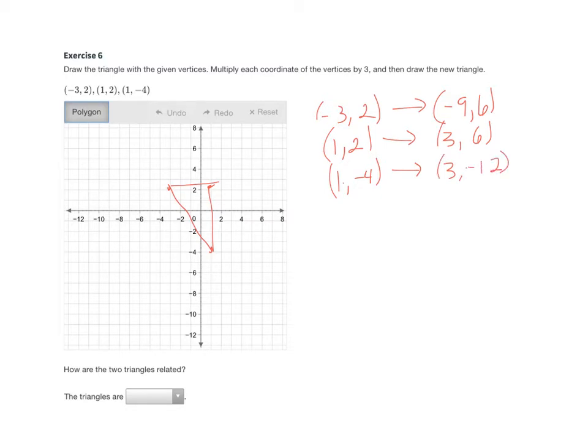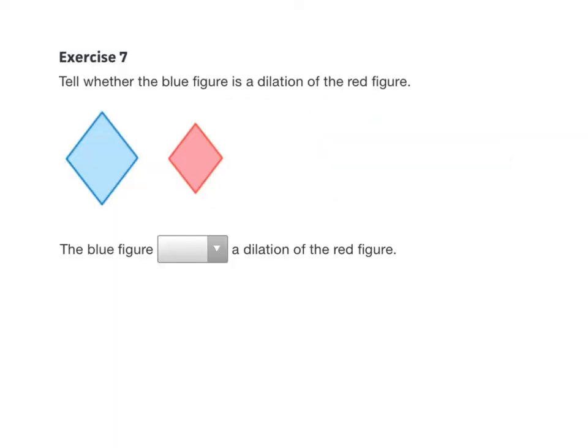Change colors here. And we'll graph this. -9, so over to the left 9, up 6. 3, 6, over to the right 6, 3, up 6. And then 3, -12. So the new shape looks something like that. The triangles are similar.